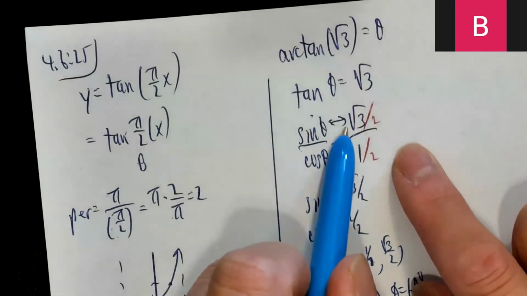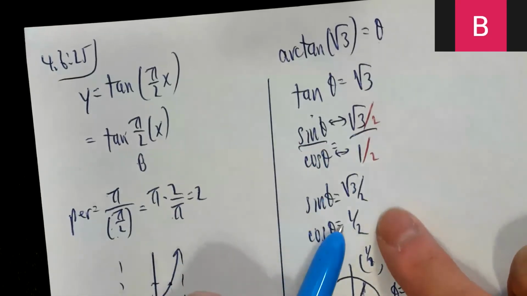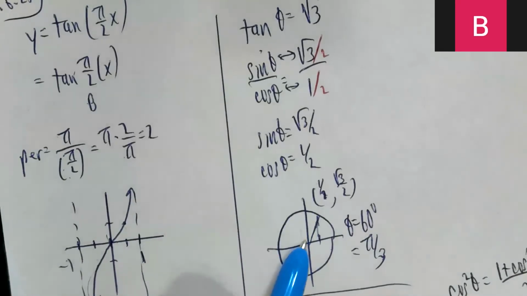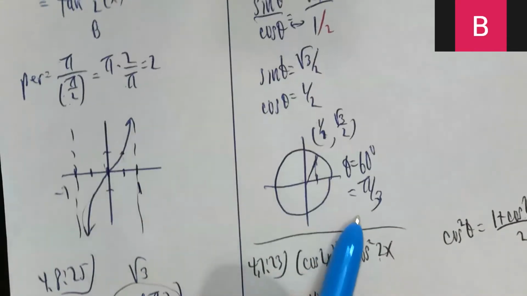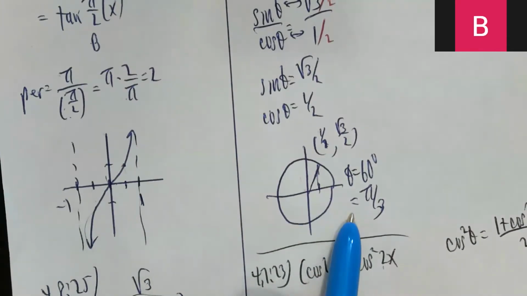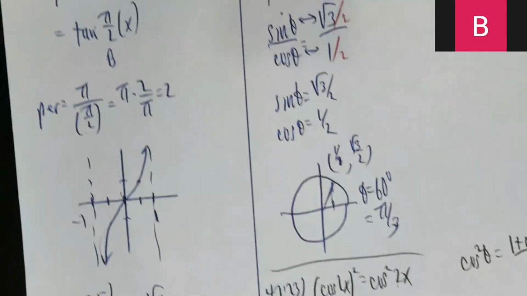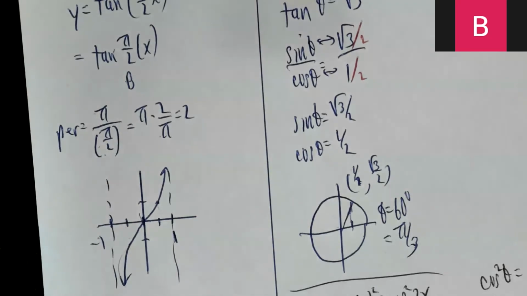So that means sine of theta is radical 3 over 2. Cosine of theta is 1/2, saying x coordinate is 1/2. And what angle does that look like? 60 degrees or pi over 3. Okay, so it does look like it works out to be the way I want it to be.